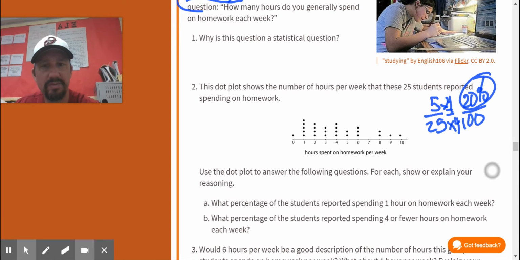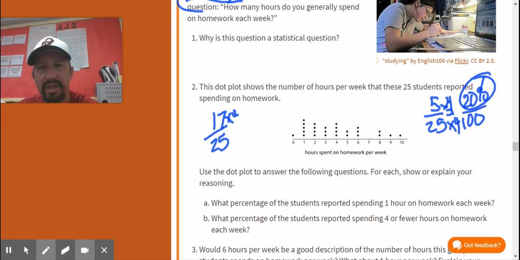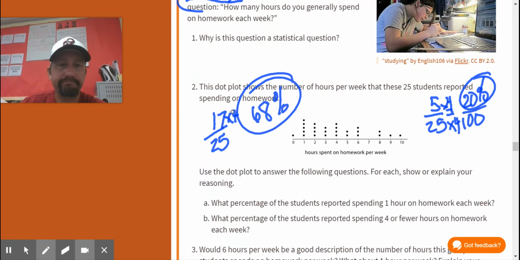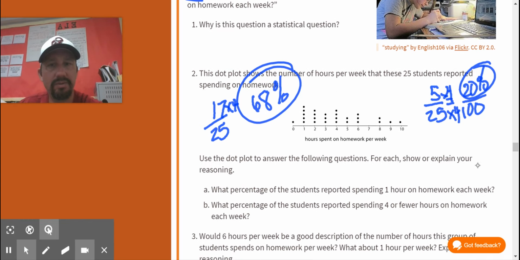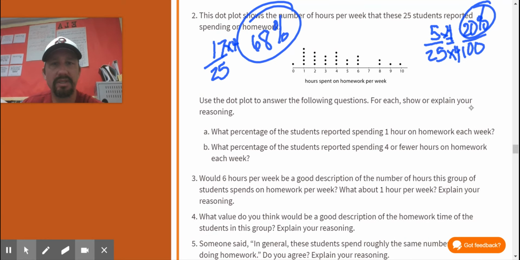Make sure you can see this one. So question B is what percentage of the students reported spending 4 or fewer hours? So keep in mind, 4 or fewer means it is 4 or fewer. So it's all of these. So 4, 7, 11, 16, 17. So it'd be the 17 out of 25 students. We already know that we're multiplying by 4. That's going to give me 68%.